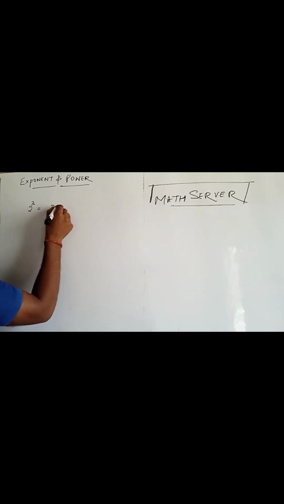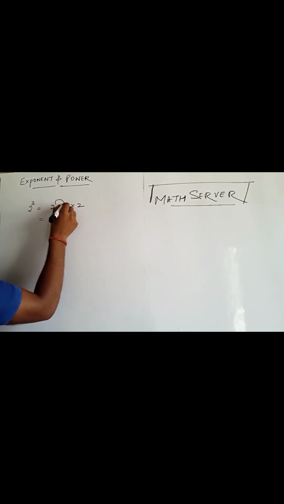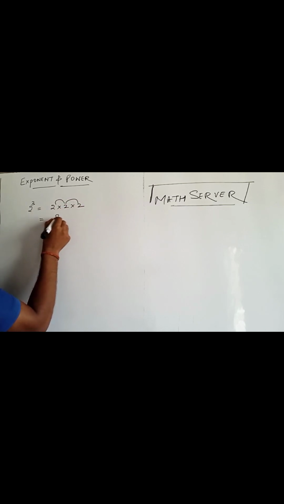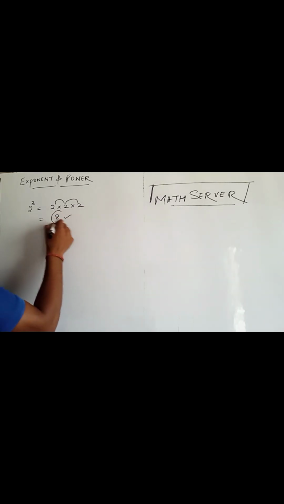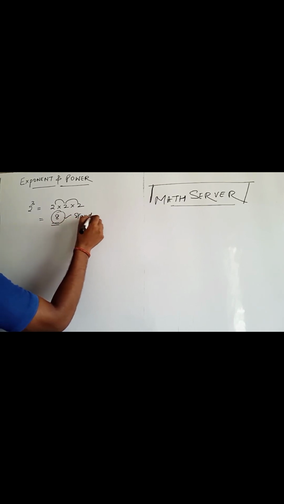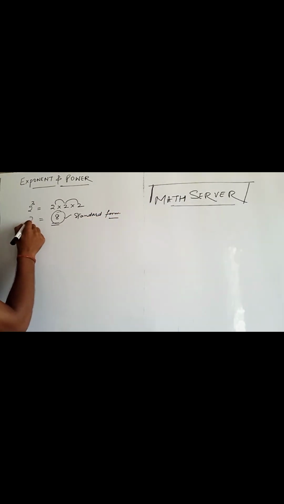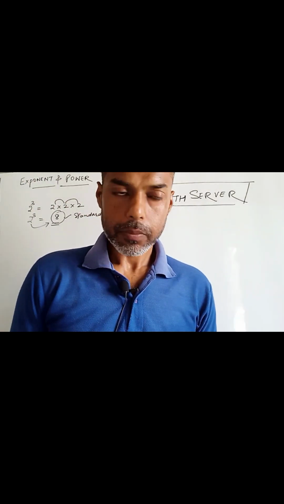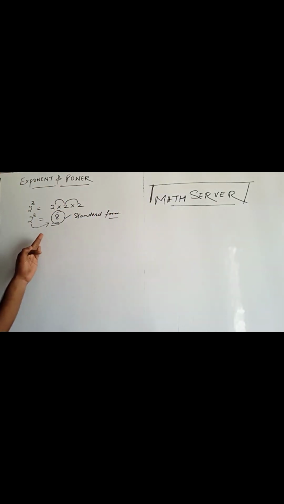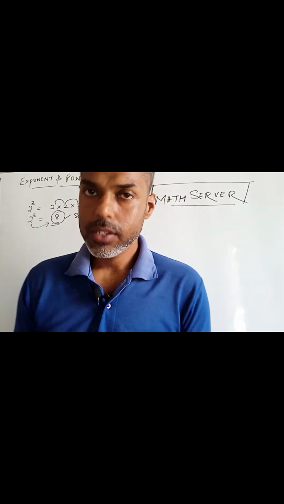2 raised to the power 3 means we multiply it 3 times because the power is 3. Now simply we have to multiply all these 3. 2 into 2 into 2 means 2, 4, 8. So our answer is 8. Now 8 is the standard form. Okay, 2 raised to the power 3 is exponential form and we have converted this into the standard form. So this is how we can convert standard form into exponential form and again exponential form into standard form.